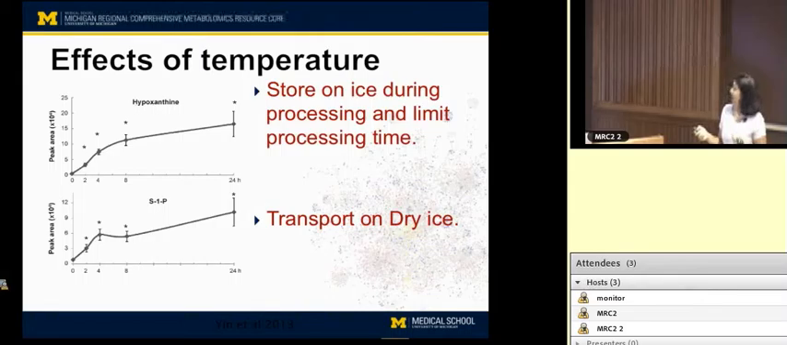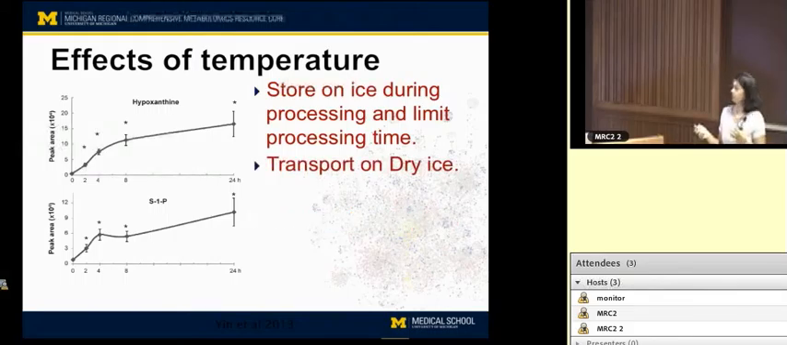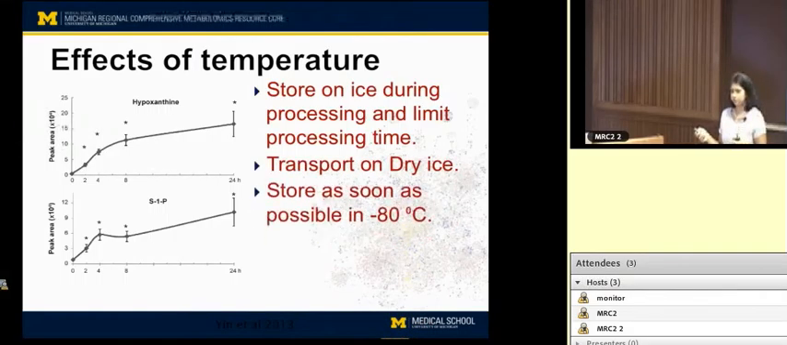Other effects are effects of temperature. This is the effect of temperature on hypoxanthine and sphingosine 1-phosphate. The best strategy for this is to work on ice and limit processing time, transport on dry ice, store at -80, and limit freeze-thaw cycles, which also decrease your metabolite concentrations.